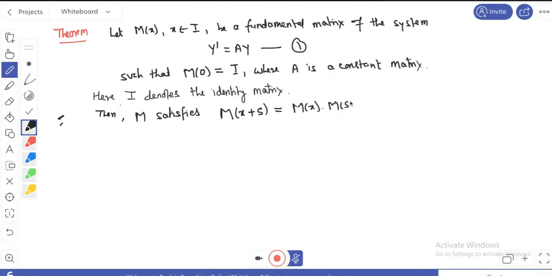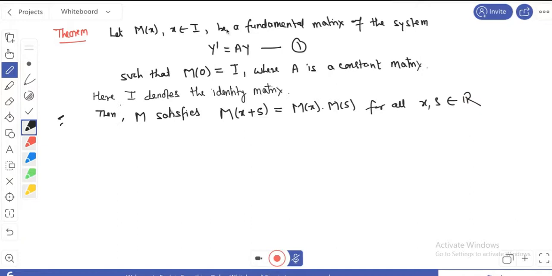This is the result when this M0 is the identity. In that sense, M of x plus s, where x and s are real, so for all x and s belonging to real R. Okay, so this is the theorem.